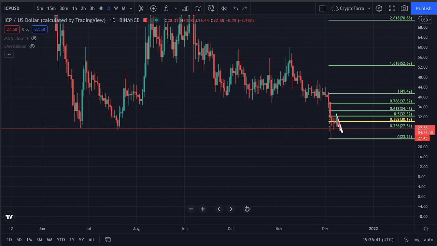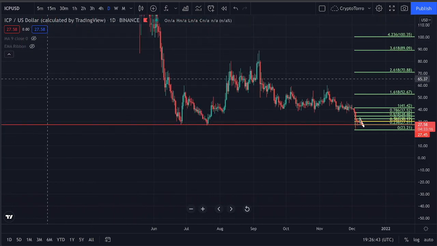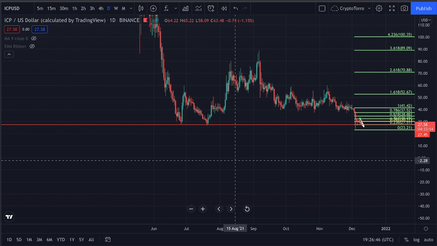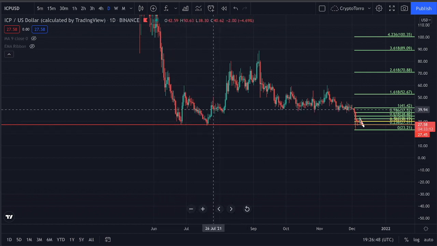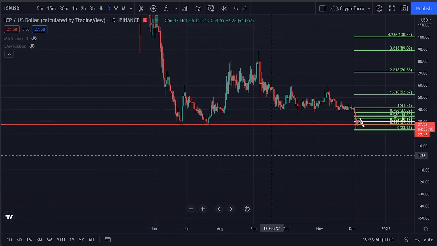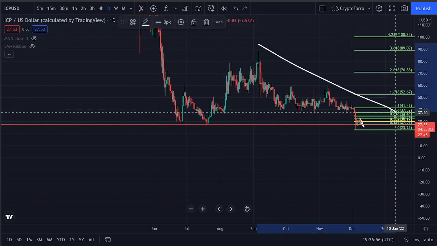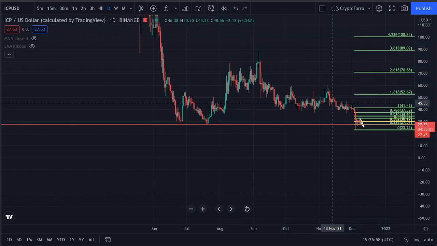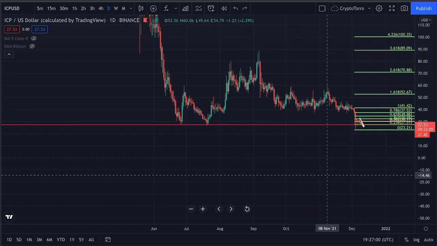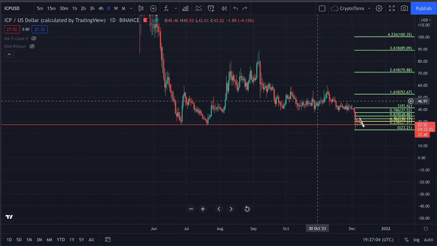Therefore, I think it's absolutely important to take this into consideration, especially because this has been a major level of support before, and breaking down below this range is absolutely something that will be quite devastating for the trend, because we could see even further decline. So right now, I personally think that holding strong on top of this $27 range is absolutely important for the overall price action of Internet Computer.